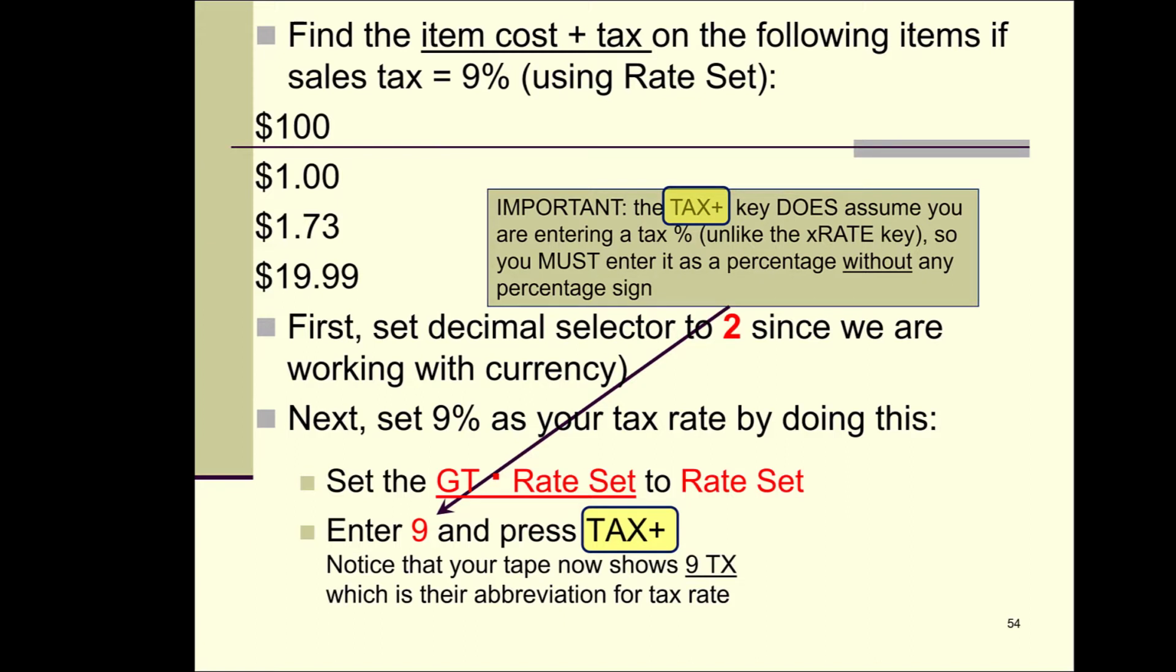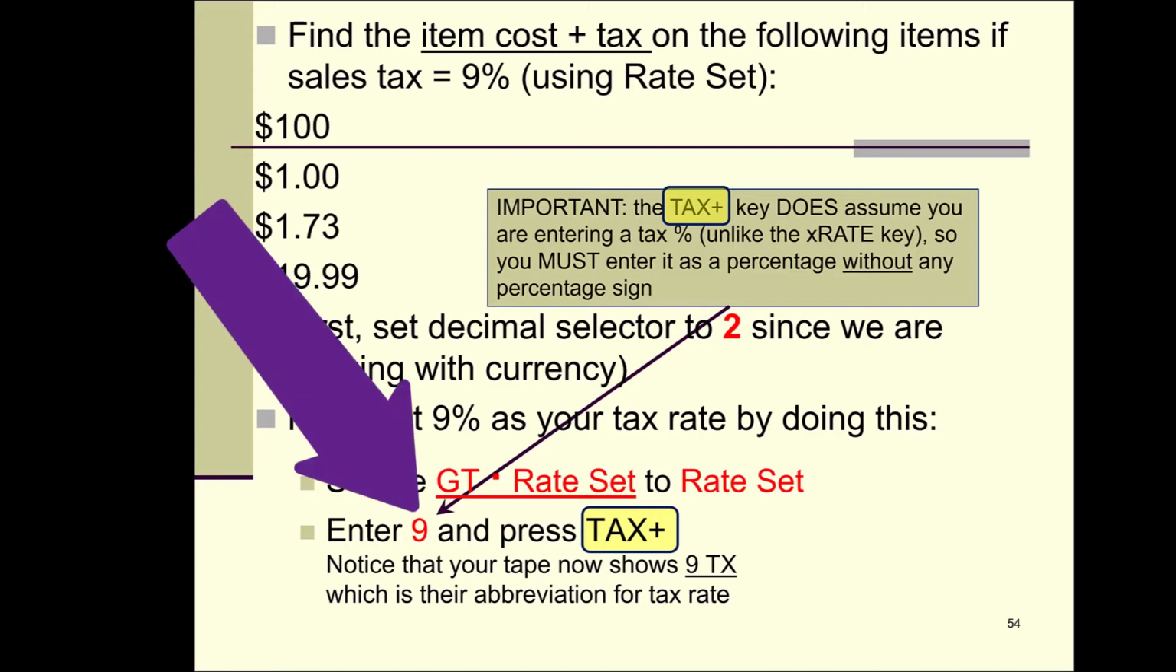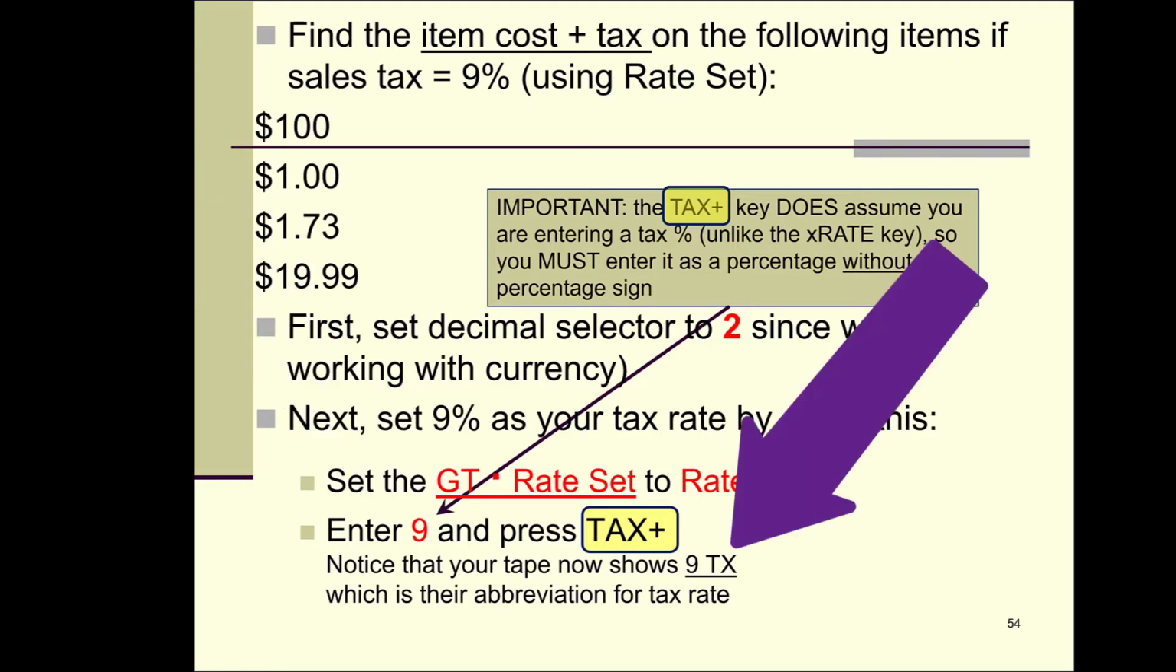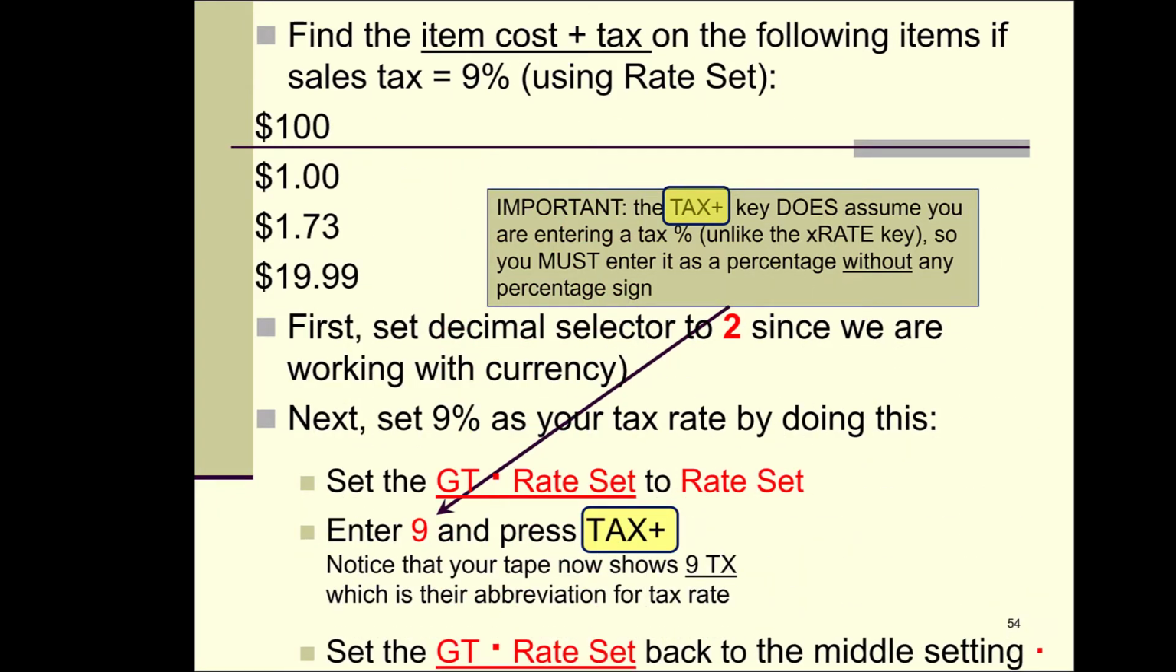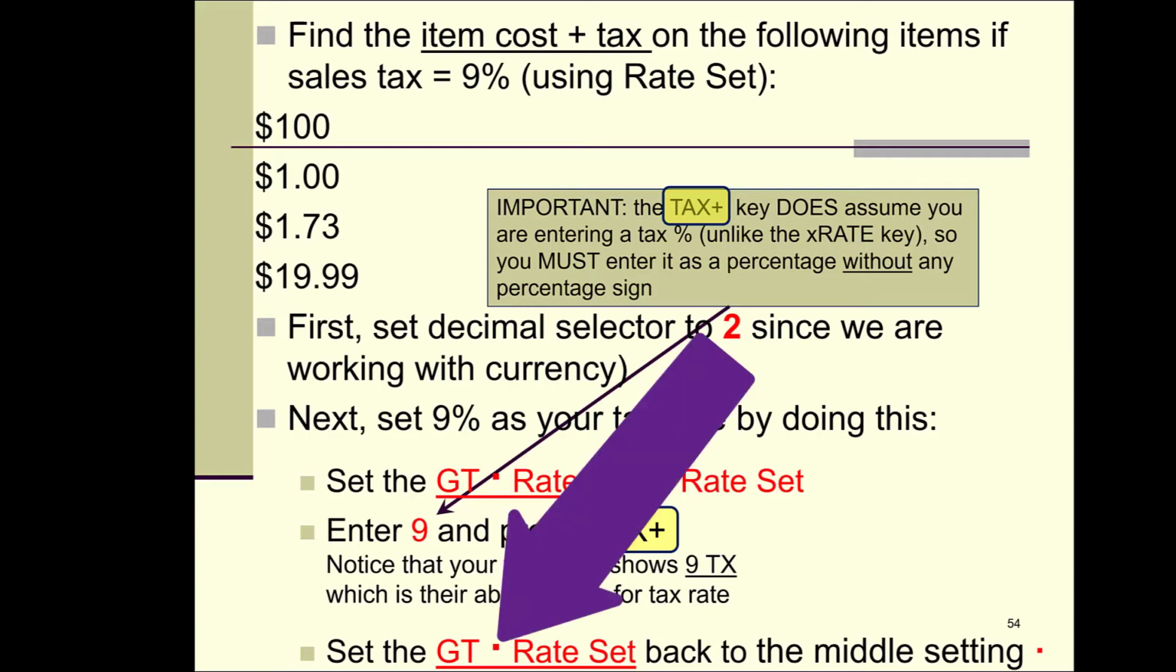So now this is different than the times rate. For times rate, we had to enter it as a decimal. We entered it as 0.09. But for tax plus, you have to enter the same 9% sales tax as just a 9. And then notice on your tape it shows 9 TX, and the TX is the abbreviation for the tax rate, for tax plus. And then, this is a critical step, when you're done setting the rate, set your GT rate set switch back to the middle setting, which is the dot.